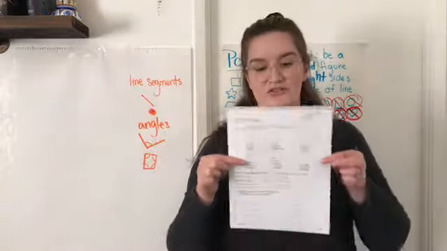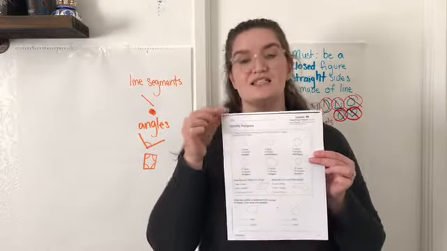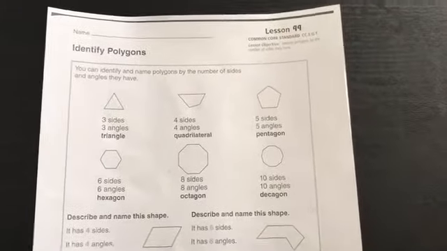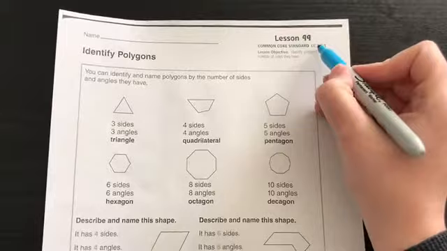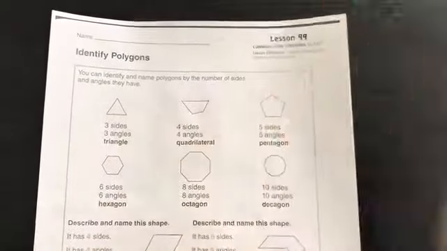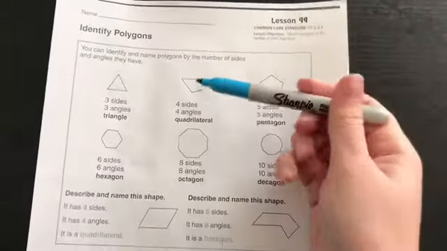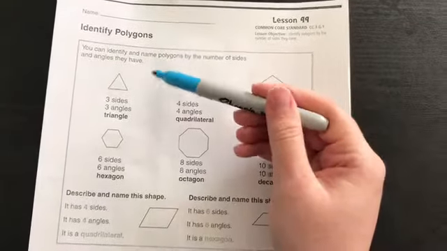Let's go ahead and jump into our first worksheet. This is worksheet lesson 99. All right, folks, here is the worksheet that we're going to look at first: identifying polygons. We identify polygons by how many sides and how many angles they have.